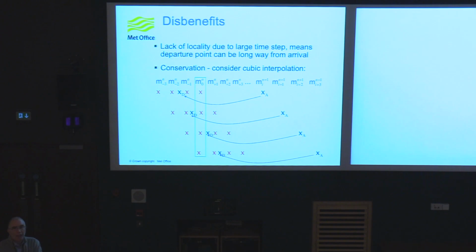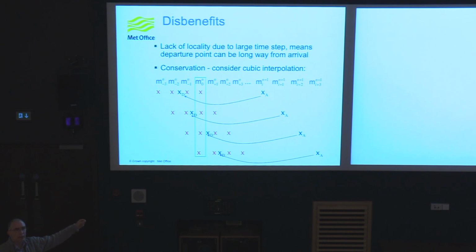So that's all the benefits, and there's inevitably some disbenefits, and I would argue there are 2 main disbenefits to the semi-Lagrangian scheme. One seems a bit paradoxical, and it is exactly what allows us to get good stability, and that is that it's a non-local scheme. So if we run it with a large time step, then where we're looking for that departure point can be a long way away from the arrival point.